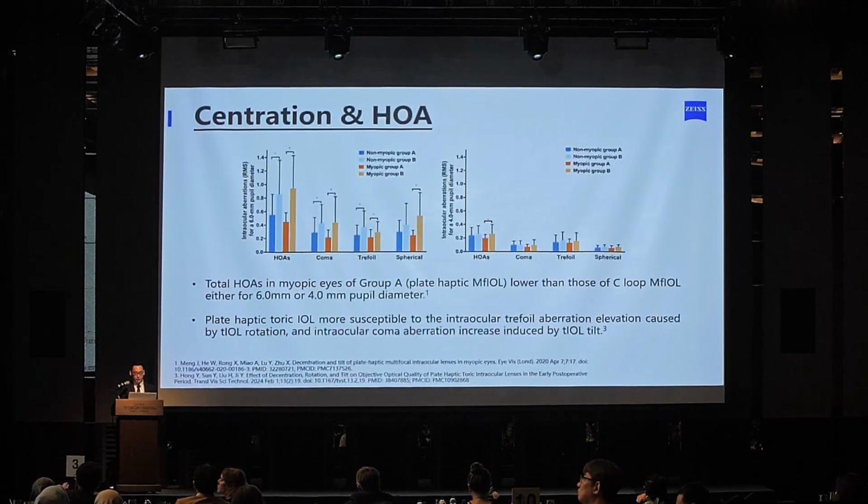The total high order aberration in myopic eyes with the plate haptic, the orange one, is lower than the C-loop multifocal, at either a 6 mm or 4 mm pupil diameter. And the plate haptic toric IOL is more susceptible to intraocular trefoil aberration caused by rotation, and intraocular coma aberration is increased by tilting of the IOL.